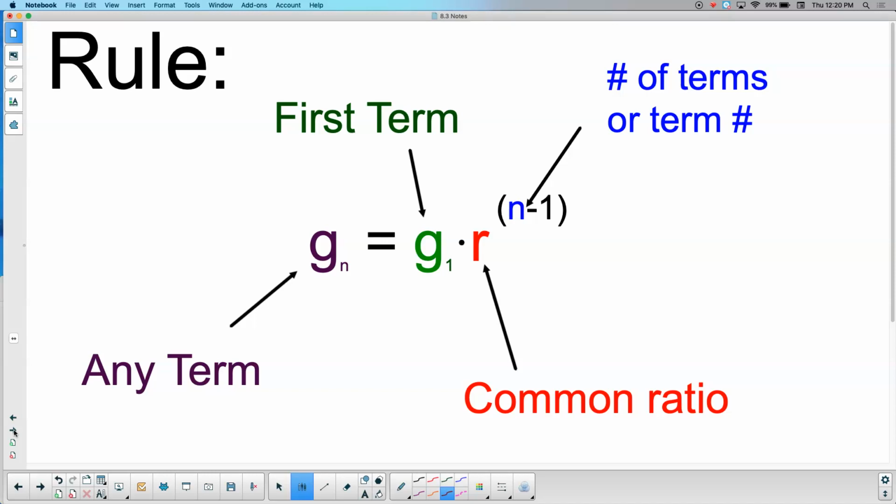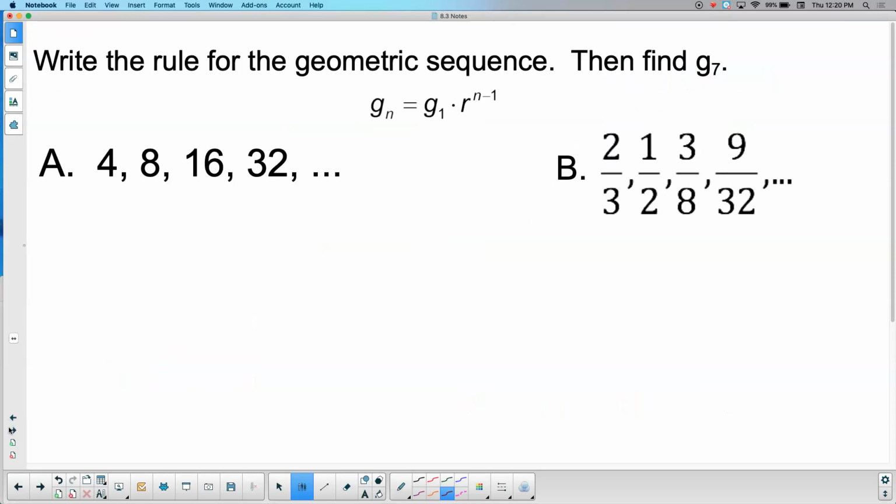Let's put it to work. We want to write a rule for the geometric sequence. And then we need to find the 7th term in the geometric sequence. Okay? Well, remember that we need the first term. What is the first term of this sequence?